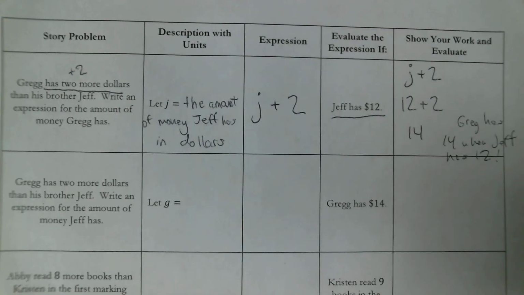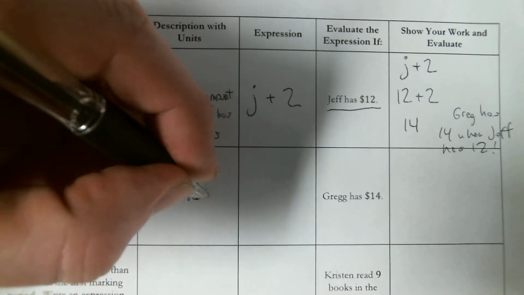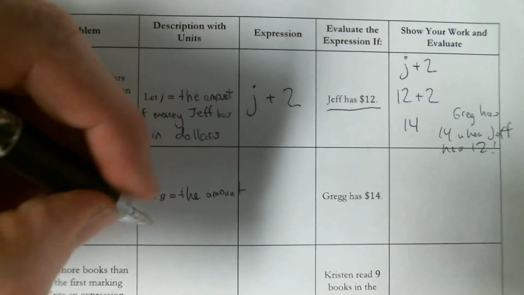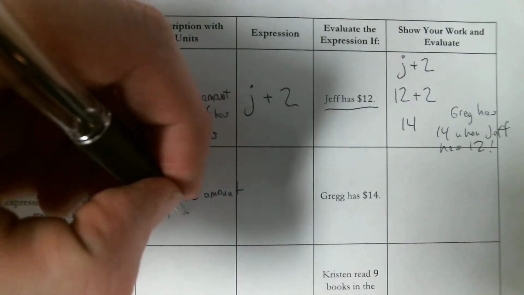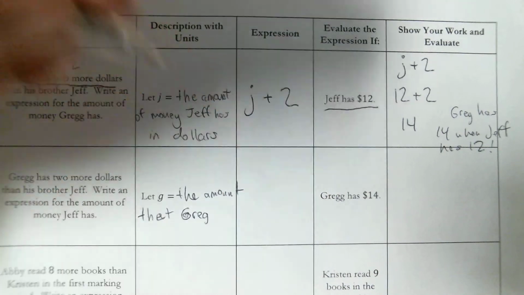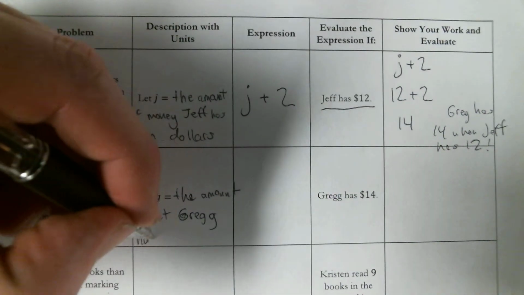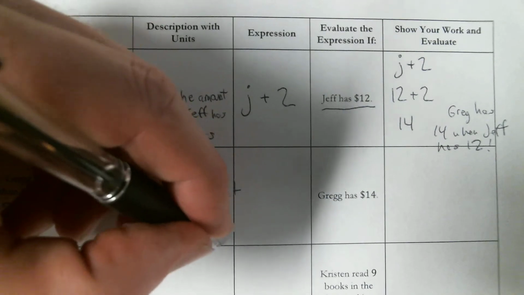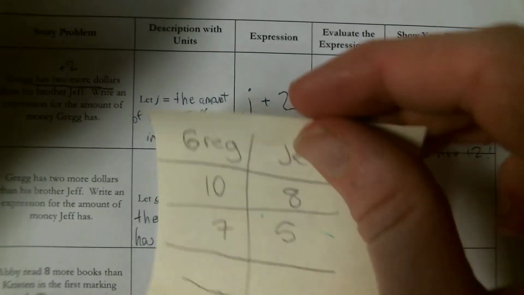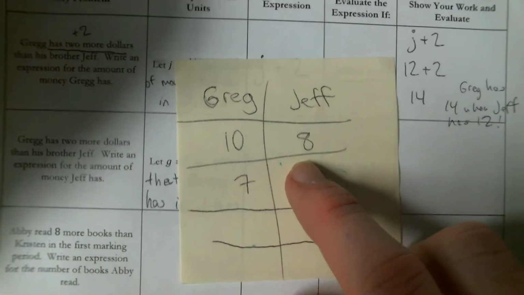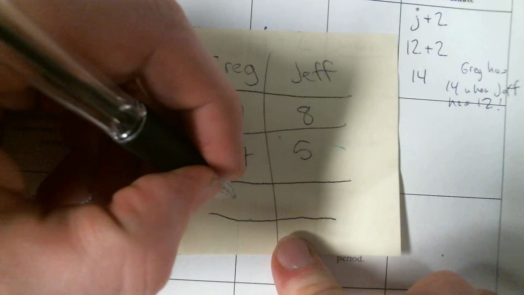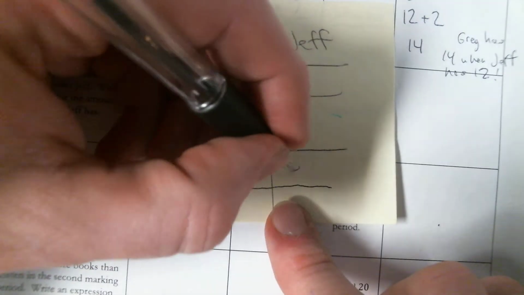So that's kind of weird. It's kind of interesting also. Let's see how this would work the other way. Let's say G was the amount that Greg has, in dollars. Now, if this happens, it gets a little different. Let's take a look here. So if we say Greg has 10, we know Jeff has 8. If we know Greg has 7, we know Jeff has 5. So if Greg has 11, Jeff obviously has 9.